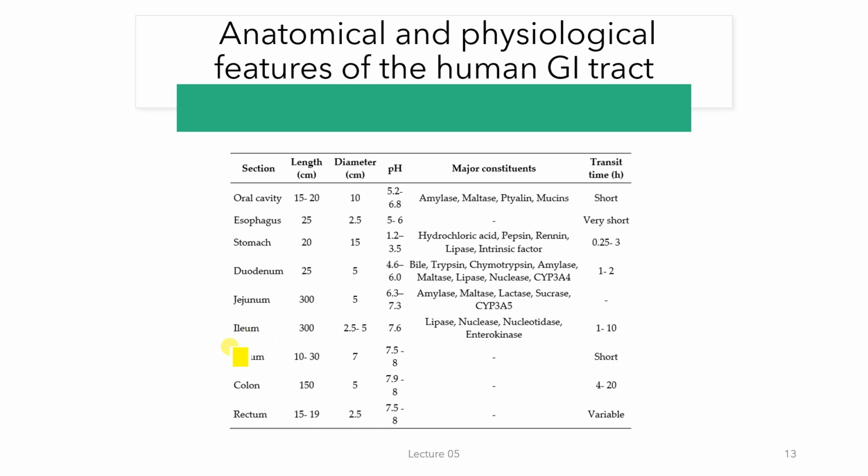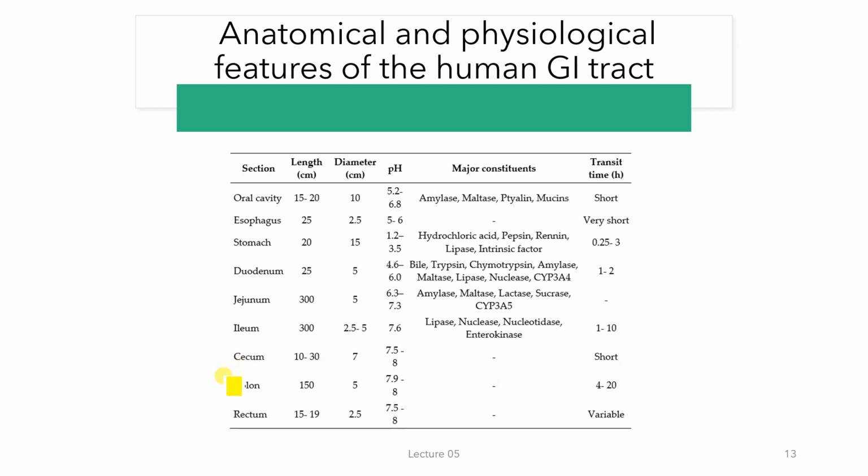And here starts the large intestine. The first part of the large intestine is the cecum. Its length is around 10 to 30 centimeters, diameter is 7 centimeters, and pH range is 7.5 to 8. There are no major constituents present in this part, but some bacteria do reside over here. The transit time from this region is short.